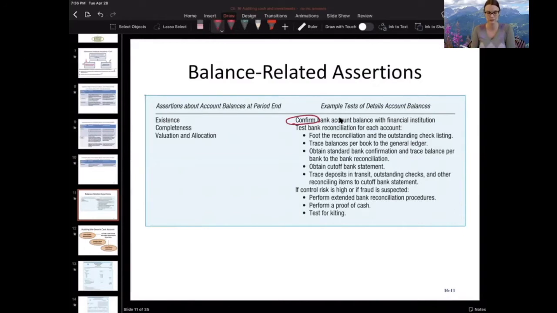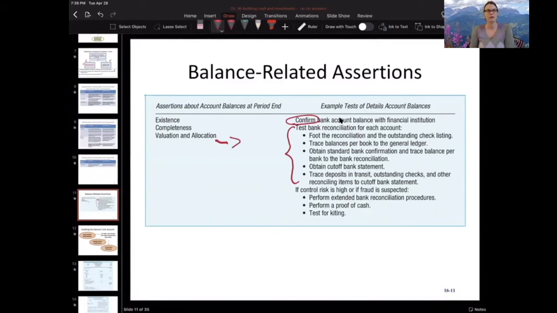For completeness tests, we will also be testing the bank reconciliation. So we're going to make sure there's no understatement there. So we'll talk about this because we're going to go through the reconciliation in detail. And then for valuation as well, the bank reconciliation comes into play.